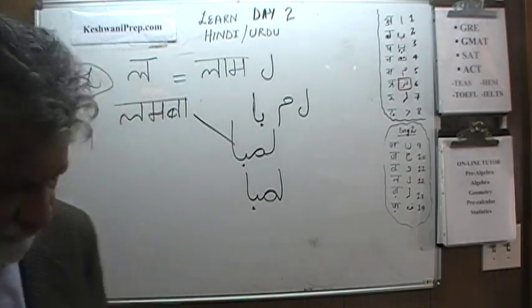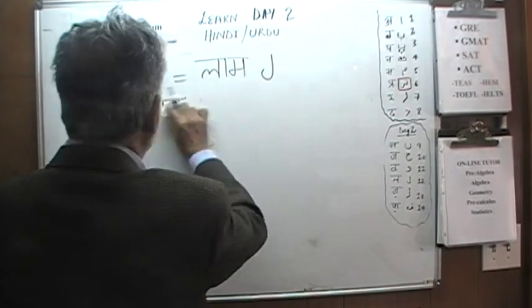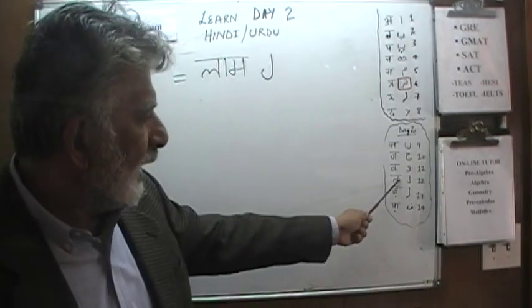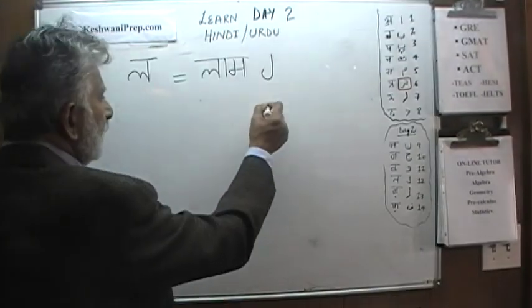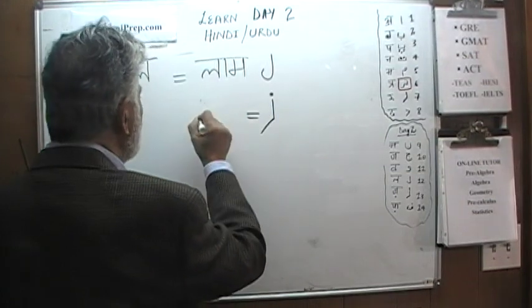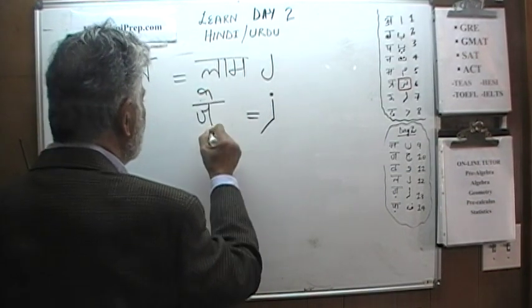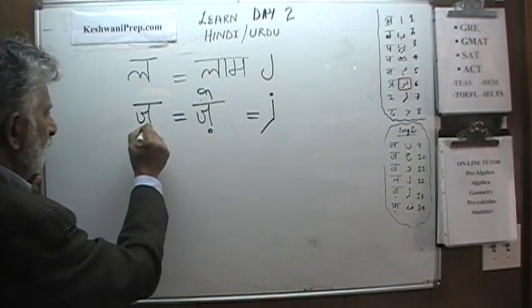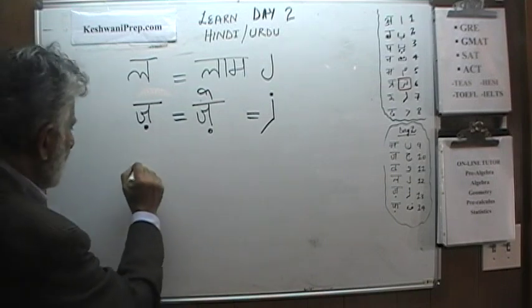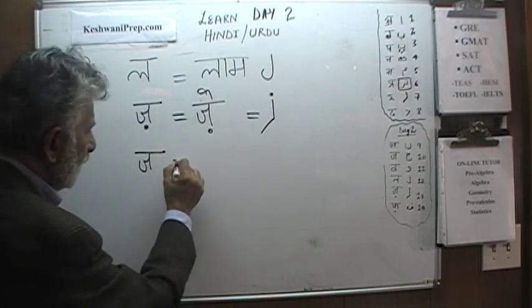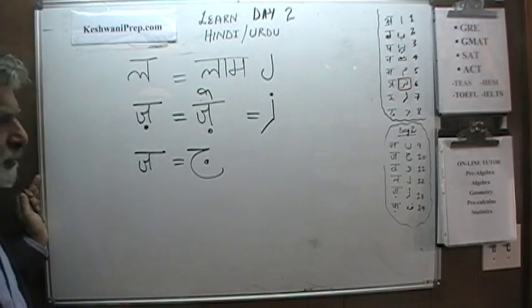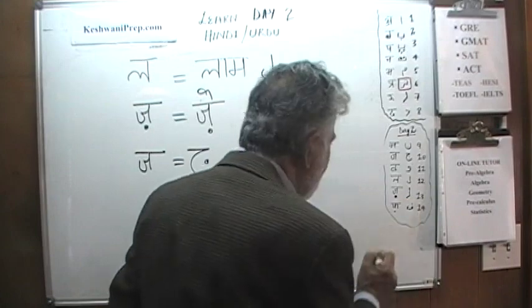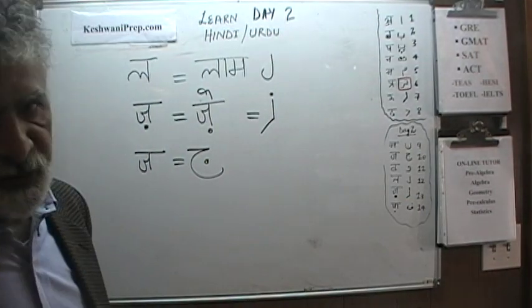Let's introduce another letter. The next letter we're going to learn, after the lam, is this. The letter has a name, obviously. It is called ze. And it looks just like je, but it has a dot. Remember we wrote down je, it has no dot. This is the Urdu letter jim. J, we just learned it. This is ze, it has a dot underneath it. And with the dot, it's pronounced Z.